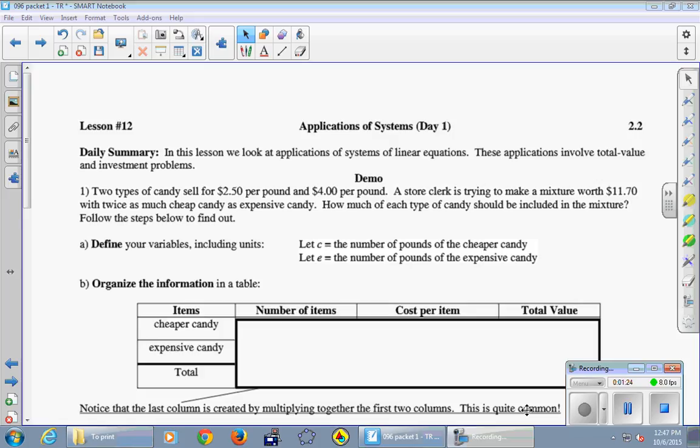So we got variables defined. That's already done for us here, but in the activity today, you will have to think about what your variables should represent. In this case, it says how much of each type. Those are our variables. We'll let C equal the number of pounds of the cheaper candy, and E be the number of pounds of the more expensive candy. Again, make sure you include units, number of pounds, quantity word, unit word.